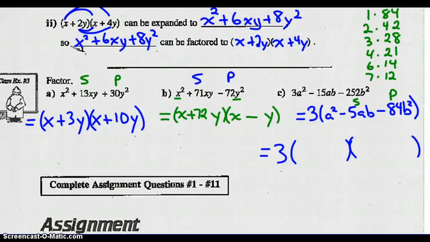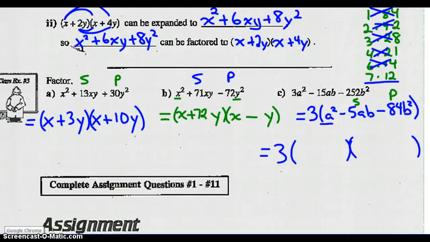If I look at that list of factors, which of these would ever add to negative 5? Well, obviously not 1 and 84. That'd give me 83 or 85. 2 and 42 would be 40 or 44. 3 and 28 would be 31 or 25. 4 and 21 would give me 17 or 25. 6 and 14 would give me 20 or 8. That's getting close to 5. 12 and 7 would give me 19, or 5 if one of them is negative. That's the only one that's going to work. So those are the numbers we need.